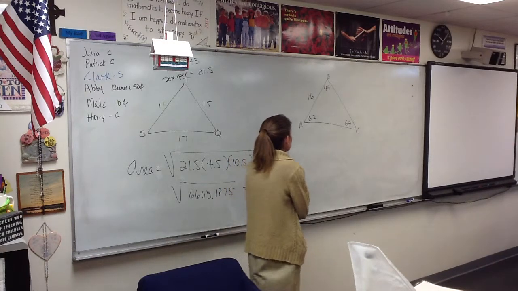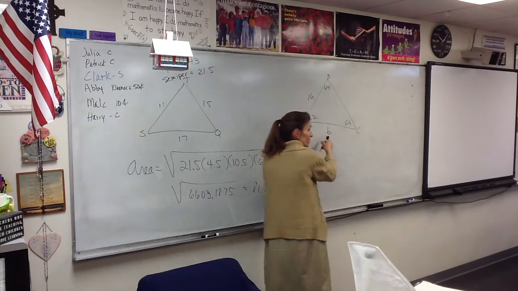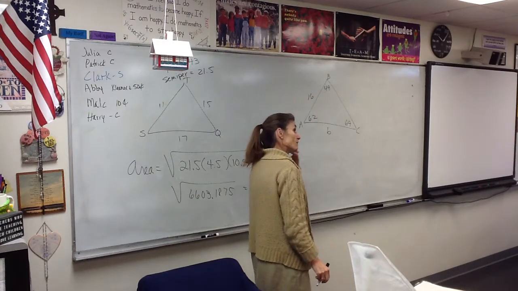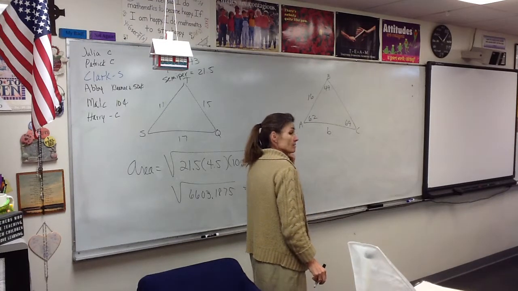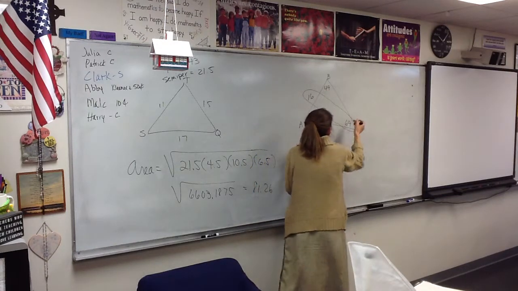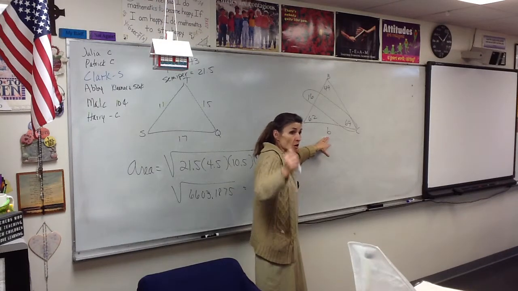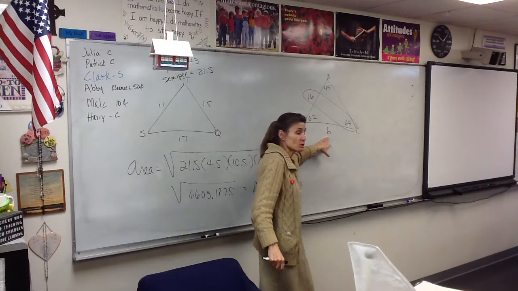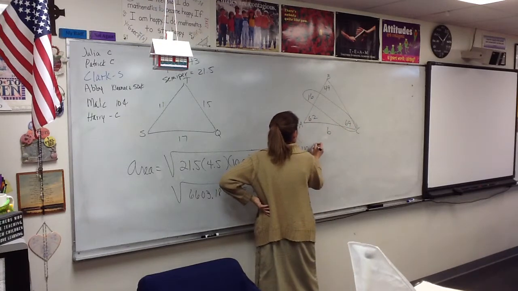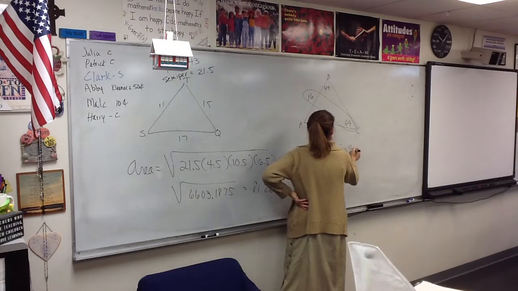Boy, I really need to know this side right here. I need to know something else about my triangle. Law of sines or law of cosines are my options. Since I have a set, I'll do my law of sines. So sine 69 over 16 equals sine 49 over b.